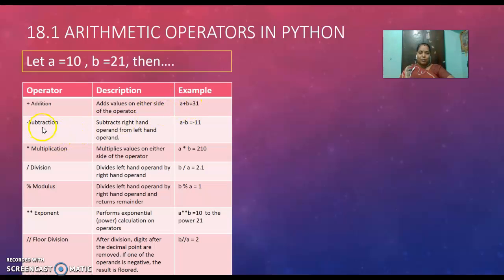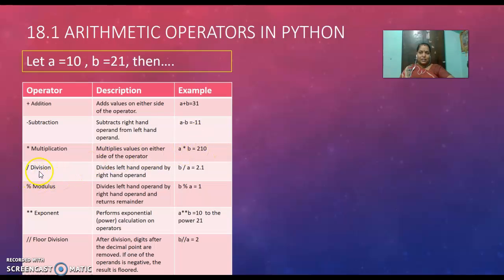And minus is an operator which performs subtraction, that is, the value at the right hand side is subtracted from the left hand side value. So a minus b, where a equal to 10 and b equal to 21, so 10 minus 21, we will be getting the result minus 11. And asterisk is a multiplication operator which performs multiplication of 2 values. So a star b is equal to 210.